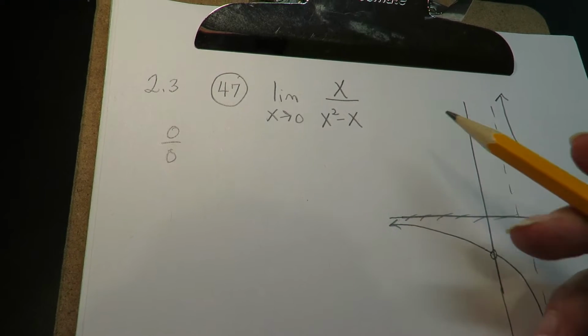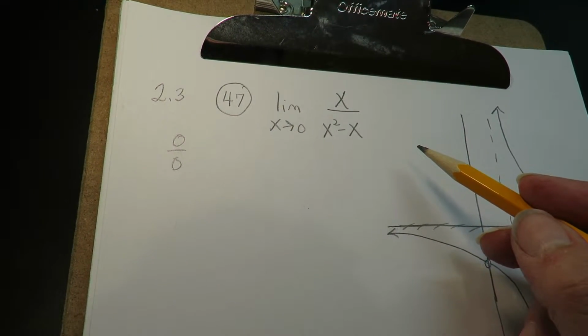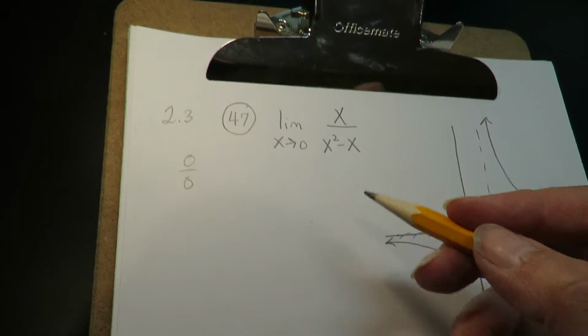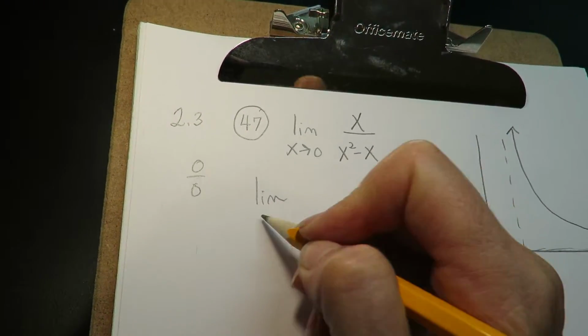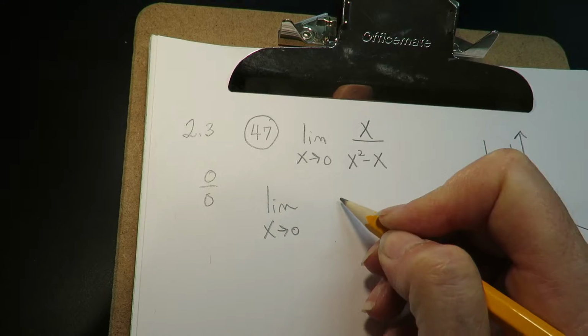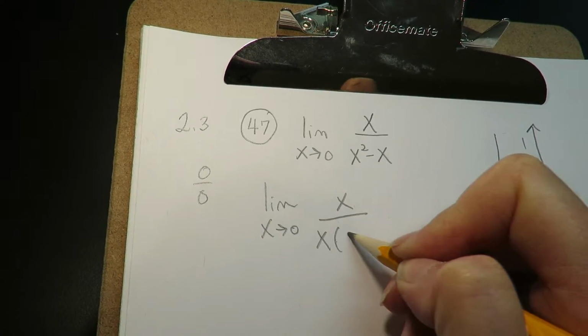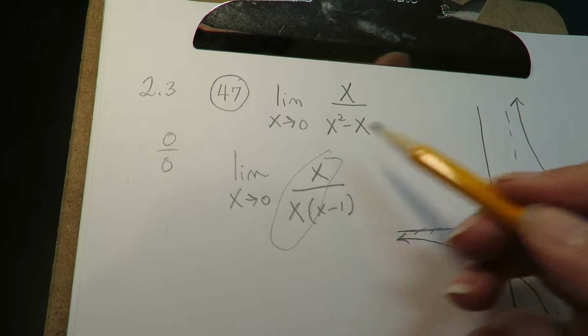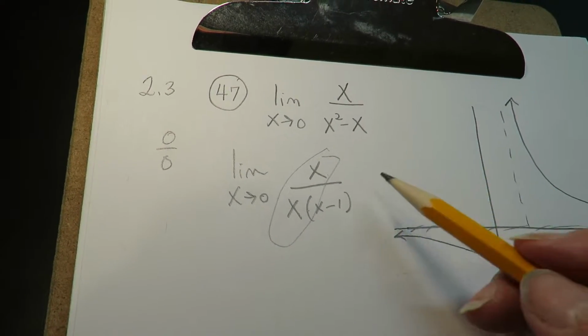One of them is the factoring method. Another one is the rationalization method. So this one is going to be the factoring method. If you take out the common factor in the denominator, you'll notice that the x over x will reduce.